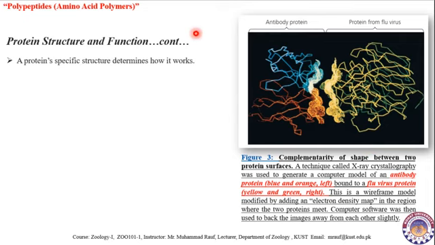A protein's specific structure determines how it works. The proper three-dimensional structure of a protein is the key to the function it performs. Why are mutations harmful?